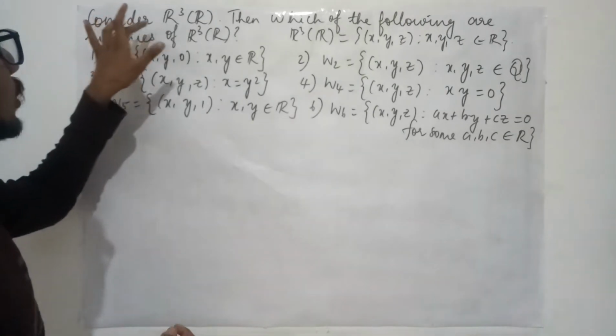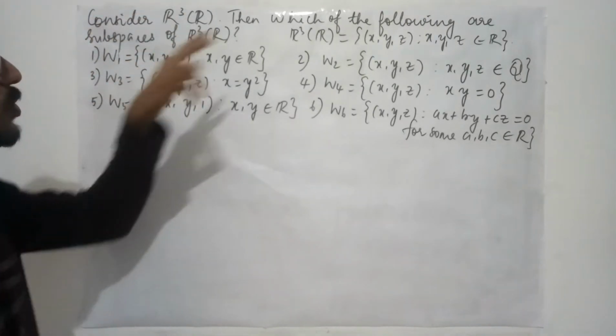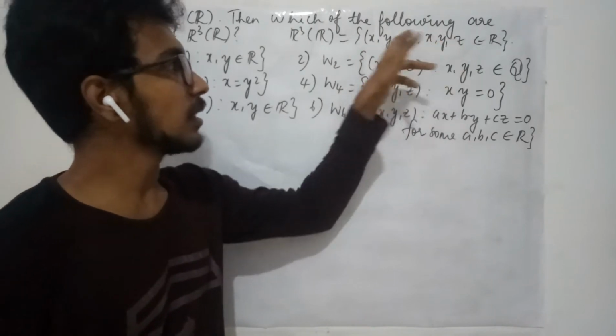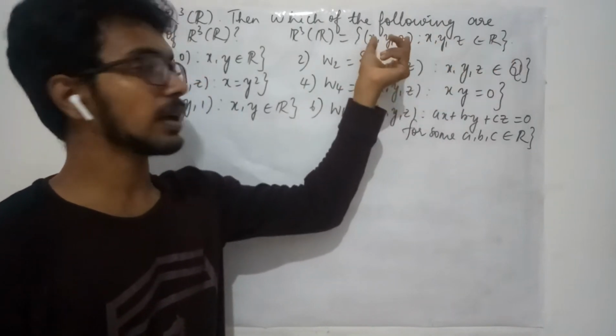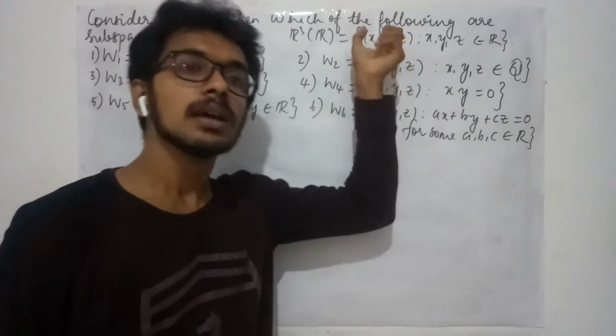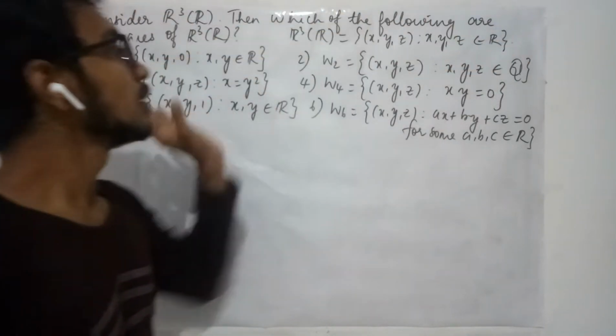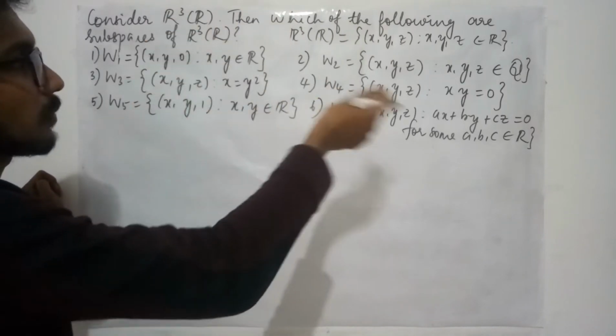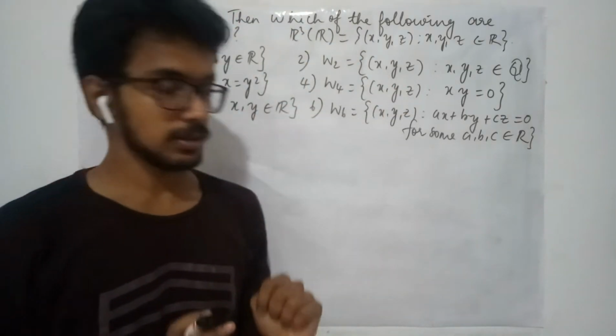Here, we are asked to consider R3 of R, which means R3 of R is the set of all x, y, z such that all these entries are real numbers. We are considering the three tuples. Each entry is taken from the set of real numbers. Then we are asked to find out which of the following are subspaces of the vector space.